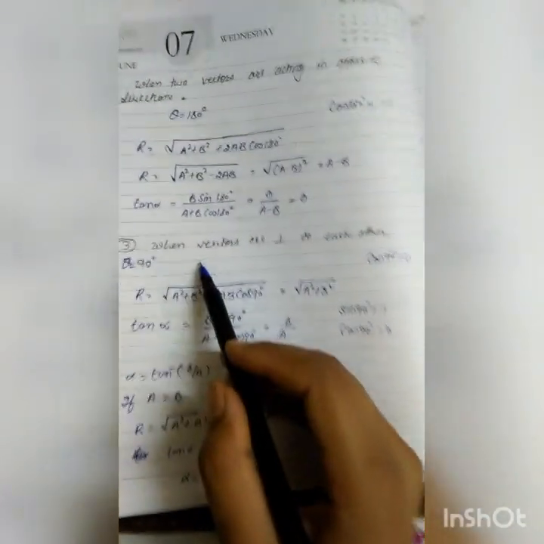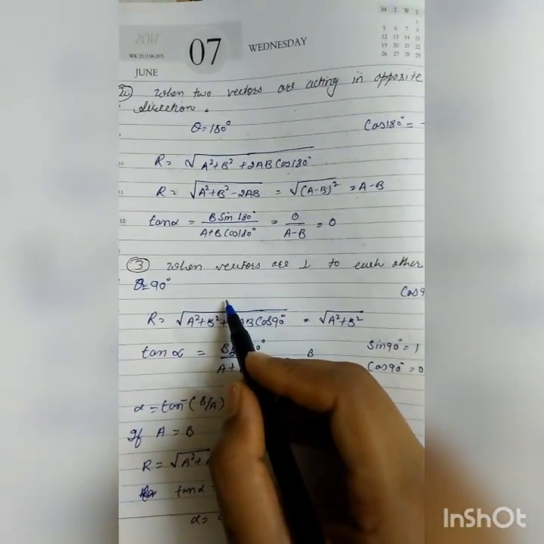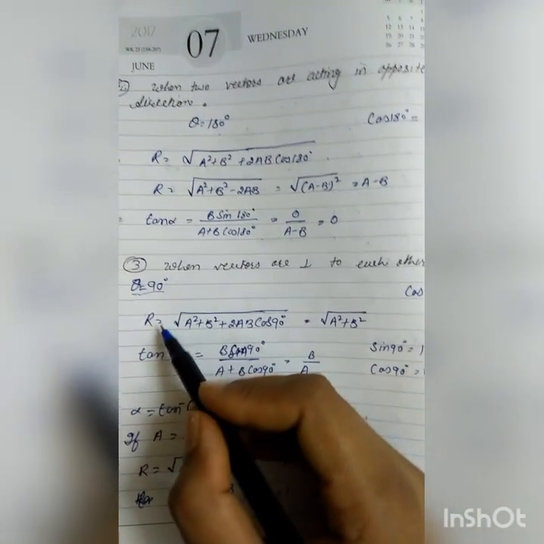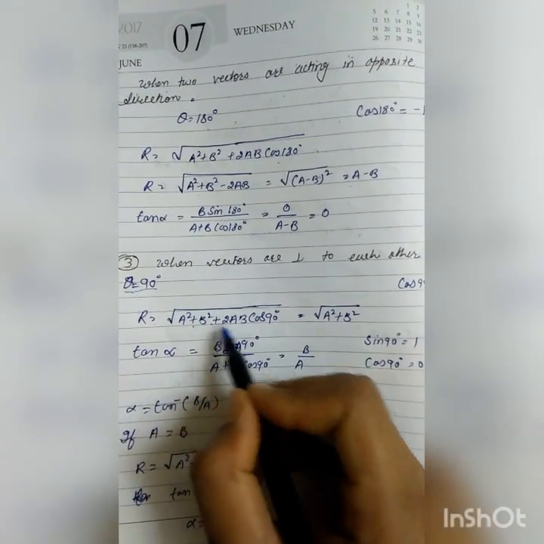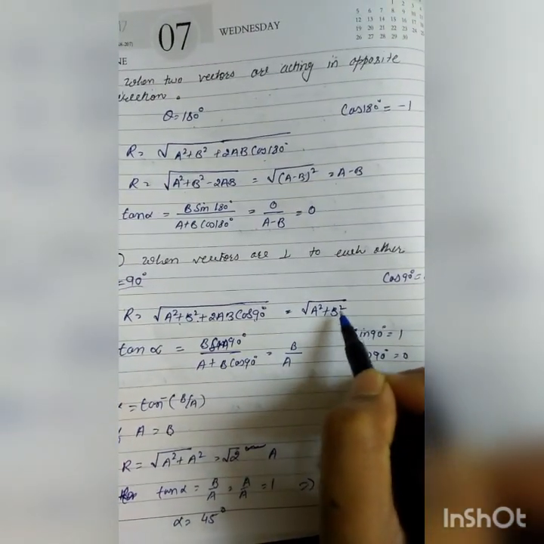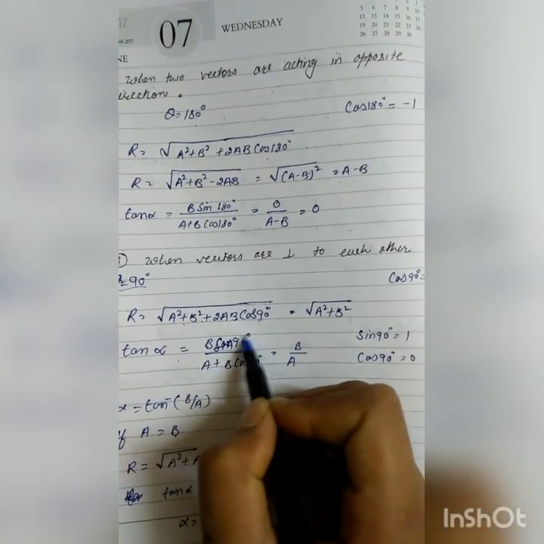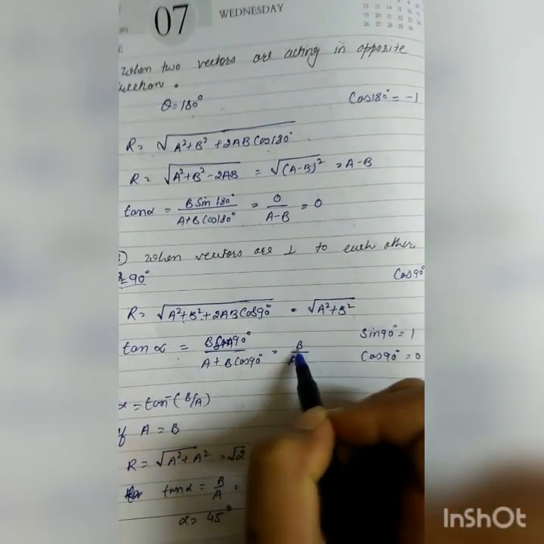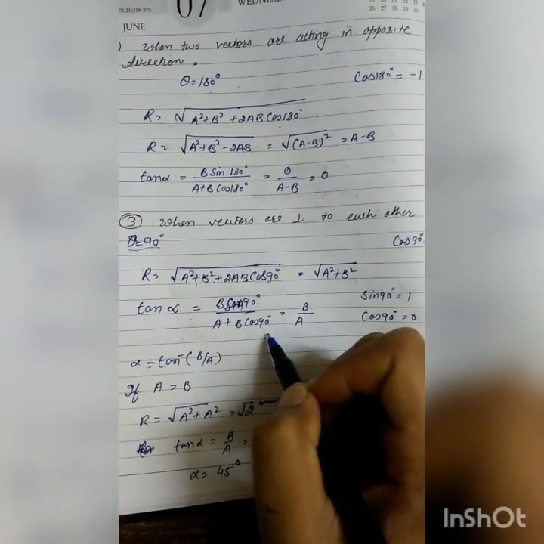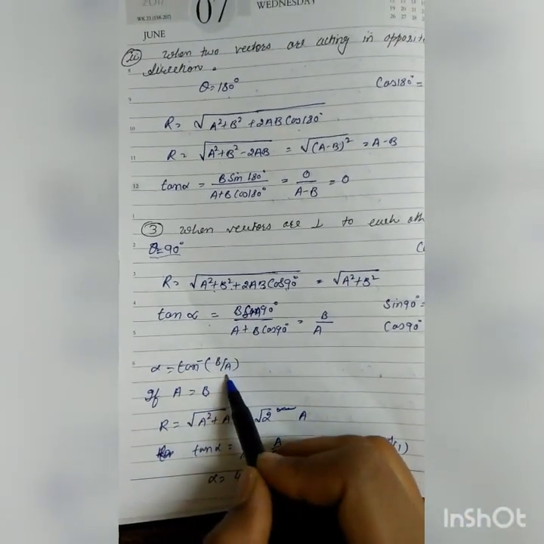Now the third special case, when the vectors are perpendicular to each other. When vector a and vector b are perpendicular to each other, it means the angle is 90 degrees. So R is equal to the square root of a square plus b square plus 2ab cos 90, which is 0. We get the square root of a square plus b square. And tan alpha is b sin 90 degrees upon a plus b cos 90 degrees, which is equal to b upon a, since sin 90 is 1 and cos 90 is 0. Alpha is equal to tan inverse of b upon a.